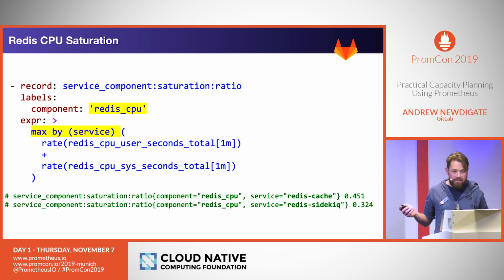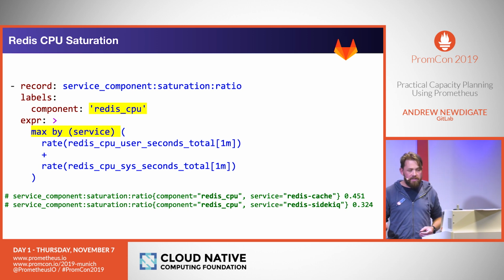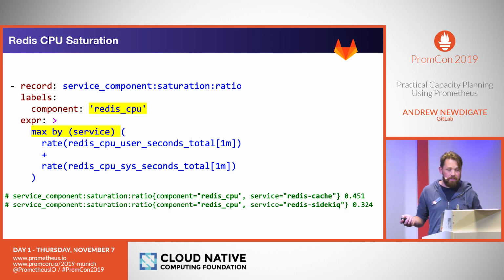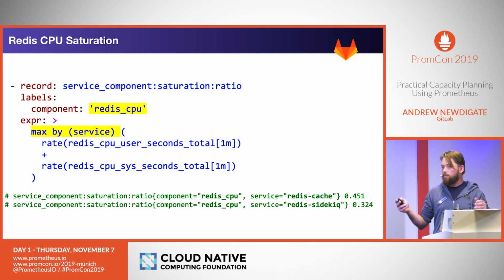Going back to the Redis CPU saturation that I spoke about earlier, this is how we'd model that with this system. We use metrics exported by the Redis exporter, and we sum the user time and the system time for the process. We know that when this reaches 1, which is to say Redis is using 1 second of CPU per second, then Redis is at 100%, and that's what we want to avoid.